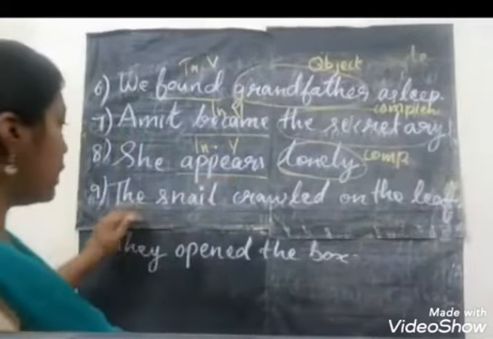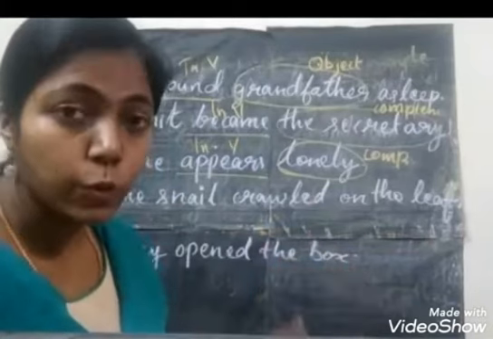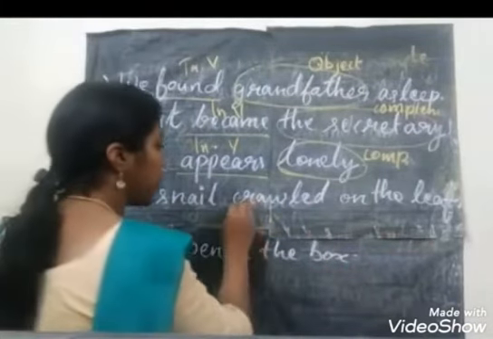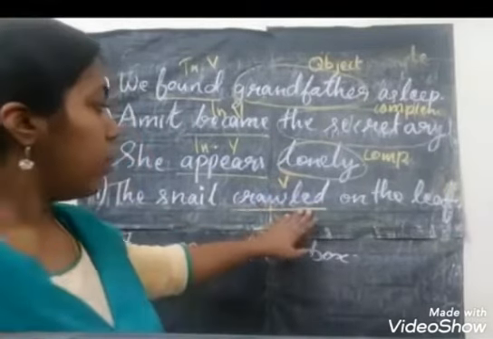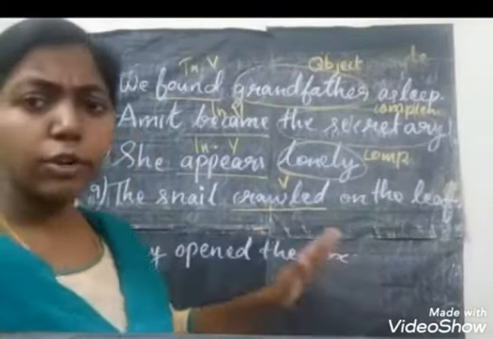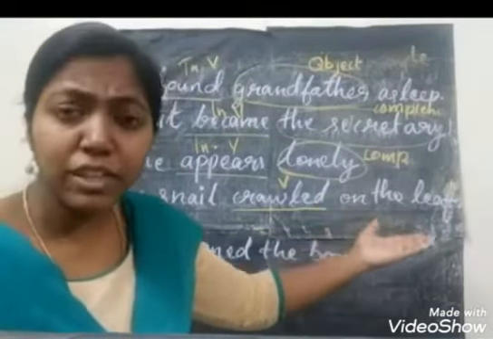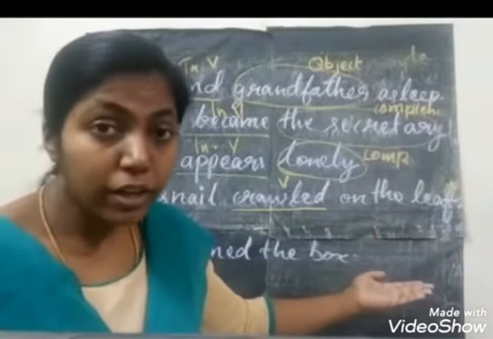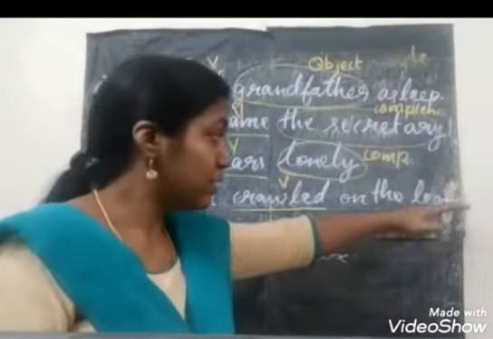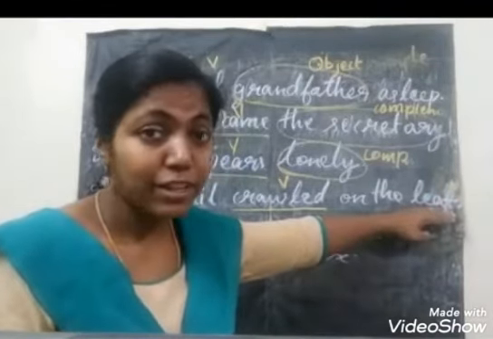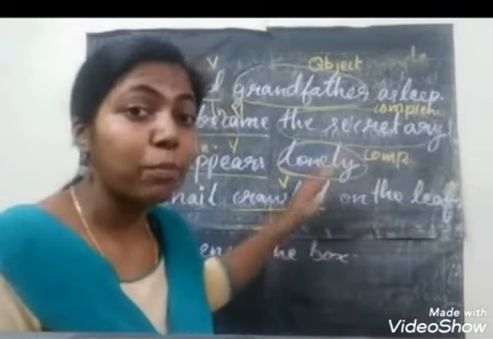Now the next one: the snail crawled on the leaf. Here, which is the verb? Yes, the verb is crawled. Is there any object? Leaf? Can leaf be considered an object here? Why? Because this leaf is not an object, but the object of a preposition.